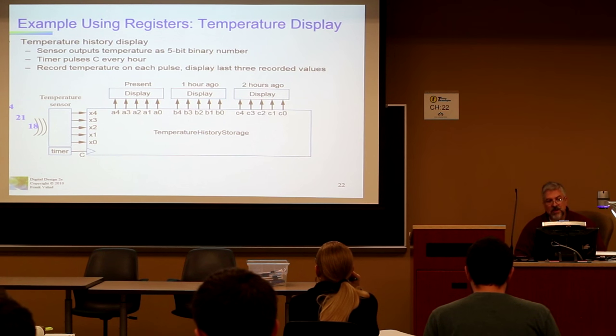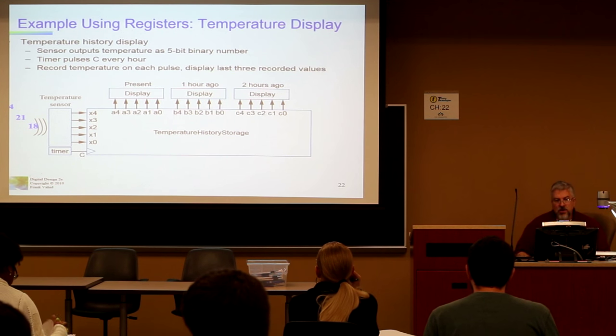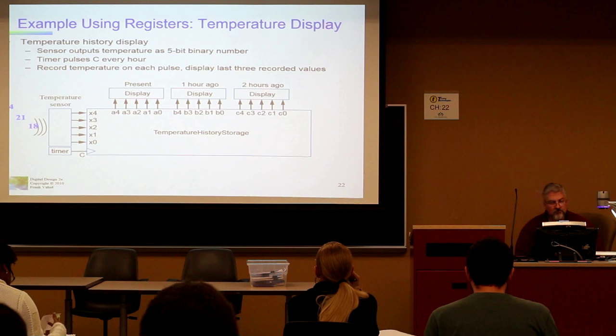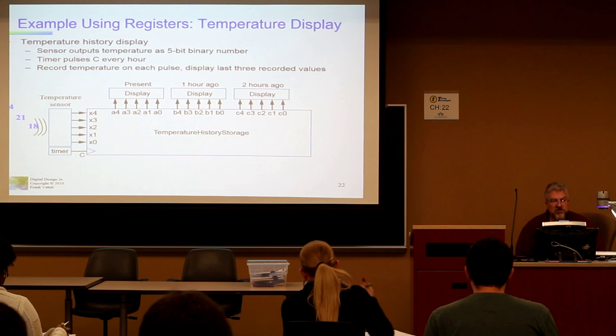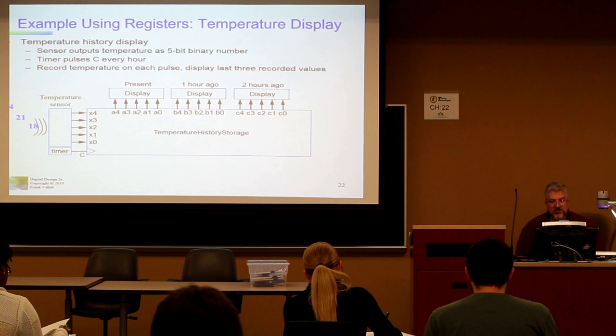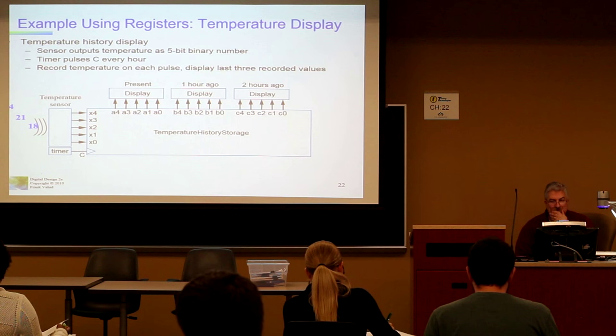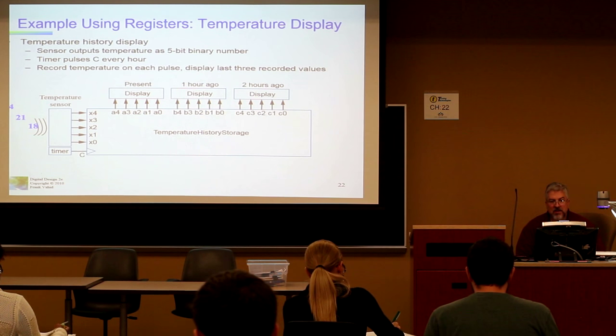Here was an example we used for the temperature display, from what we did previously. It looks like 5 digits that will allow us to store the temperature. This must be Celsius because with 5 bits, it's only going to allow you to record from 0 to 32. So a timer pulses every hour. Let's take a look at this. How would you do this?